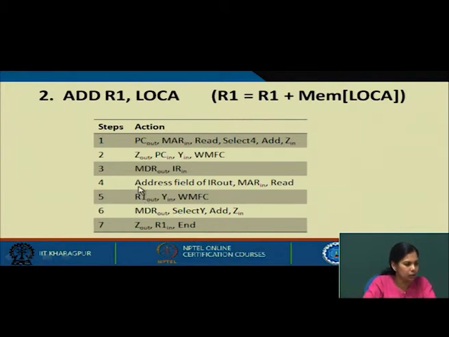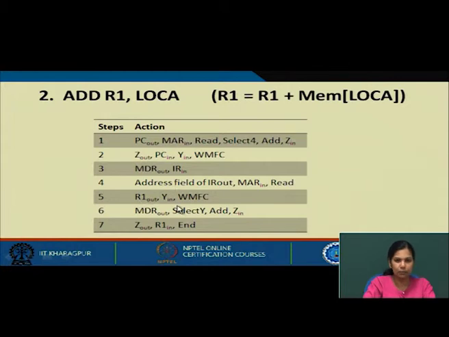First, you need to make this available. This can come from the address field of IR out. So, the address field of IR out will make this content available, which goes to MAR in at the same cycle, and we perform read. We activate the read control signal. After this is done, the request goes to the memory and it starts reading the data.